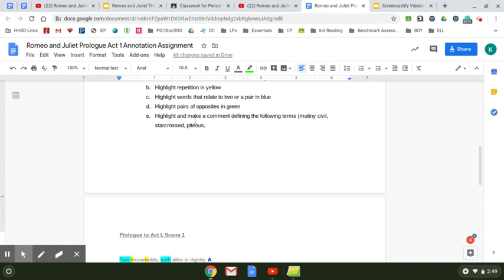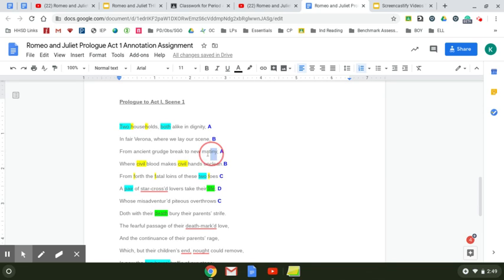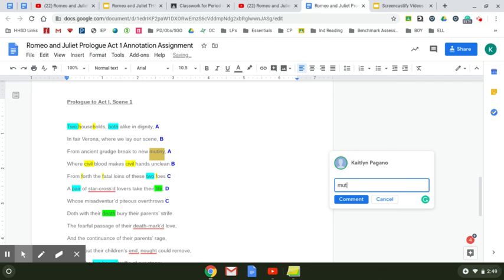And then last but not least, highlight and make a comment defining the following terms: mutiny, civil, star-crossed, and piteous. You're going to go through and look up what the word mutiny means, make a comment, and say mutiny equals, and put the definition.